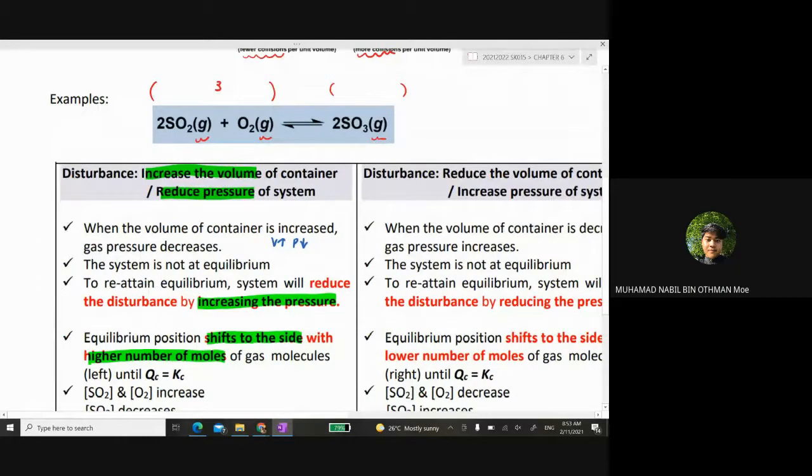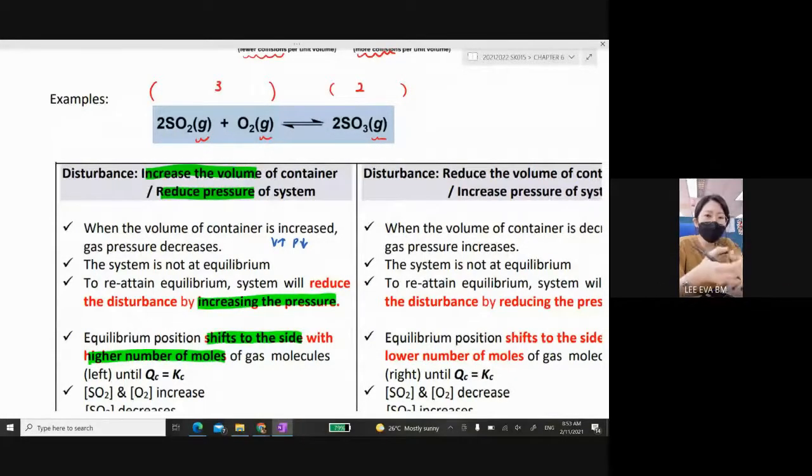Product side ada berapa? 2. 2 only. So which value is higher? 3. So that means your reactant side having higher number of mole. So in this case, if I want to increase back the pressure, we need to shift to the side with higher number of mole. Lagi banyak particles ataupun lagi banyak molecule, you are resulting at more collision. So if you're having more collision, that means you are increasing the pressure.